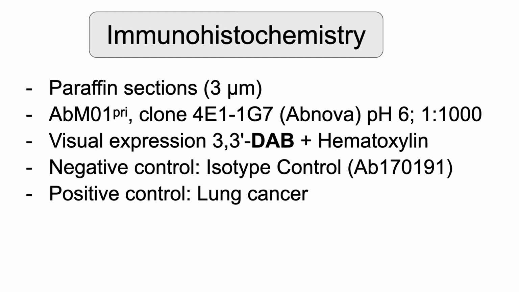Immunohistochemistry was performed on paraffin sections 3 micrometers thick. The primary antibody against the full length of biglycan was from Abnova. The primary antibody was visually detected using diaminobenzidine as chromogen and counterstained with hematoxylin. Negative controls were obtained by replacing the primary antibody with isotype control. Human lung cancer samples were used as external positive control.